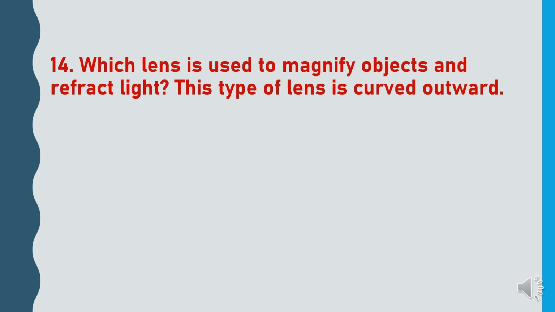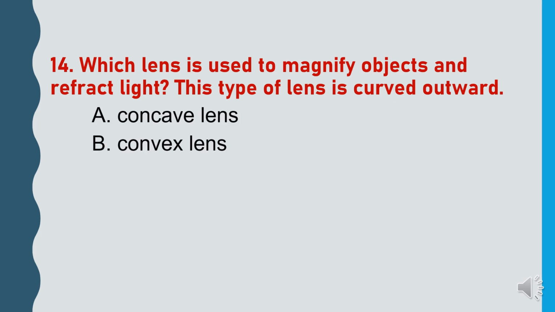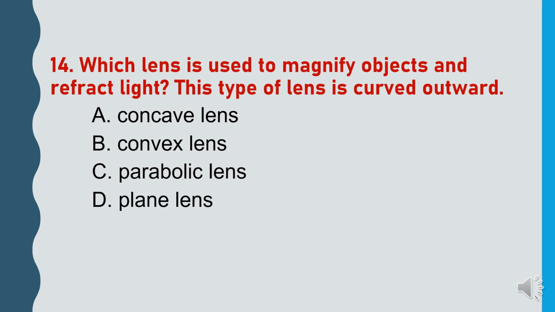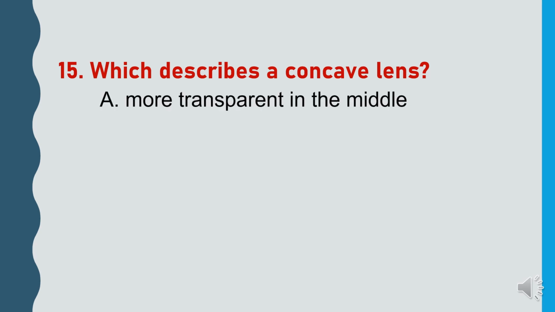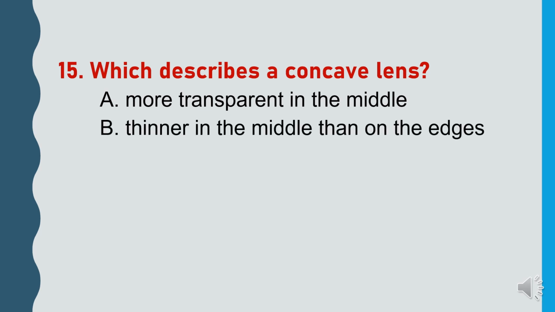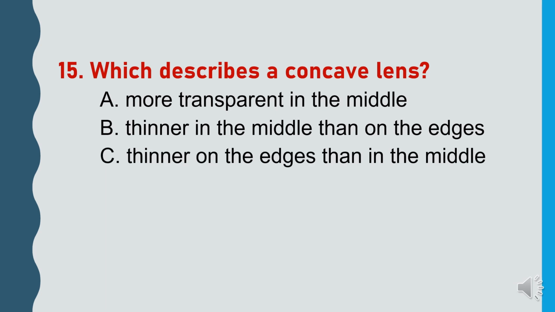14. Which lens is used to magnify objects and refract light? This type of lens is curved outward. A. Concave lens. B. Convex lens. C. Parabolic lens. D. Plane lens. 15. Which describes a concave lens? A. More transparent in the middle. B. Thinner in the middle than on the edges. C. Thinner on the edges than in the middle. D. Triangular in shape.